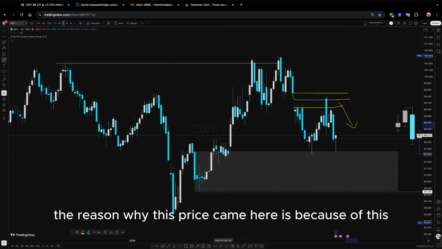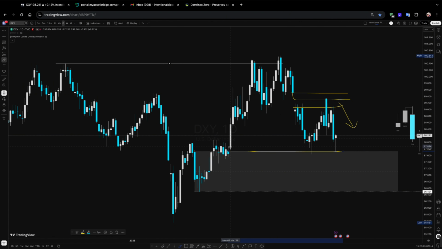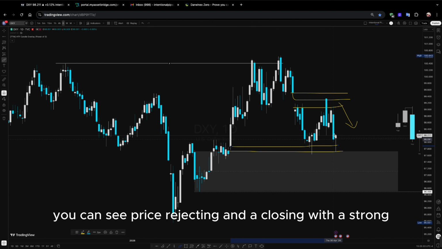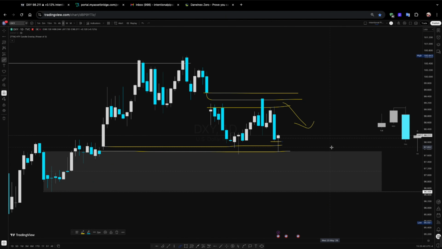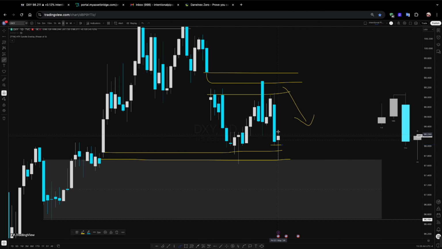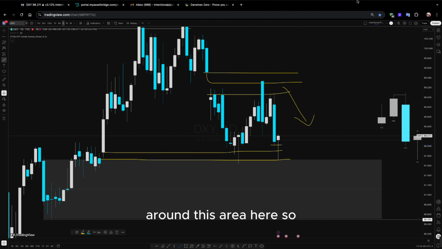So the reason why this price came here is because of this. The main objective was to fill this volume imbalance, and once we filled this volume imbalance, then you can see price rejecting and closing with at least a strong rejection here, indicating that the buyers were in control of price around this area here.